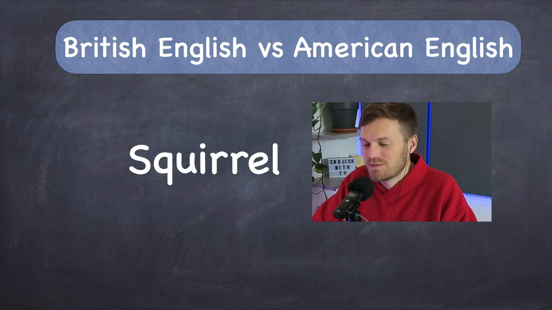Squirrel. That's the British English. My point is that everything is pronounced quite clearly here. Whereas in American English, it would be more like squirrel. So the R's are very rounded in American English. And the E at the end is kind of not pronounced almost. It's just squirrel.